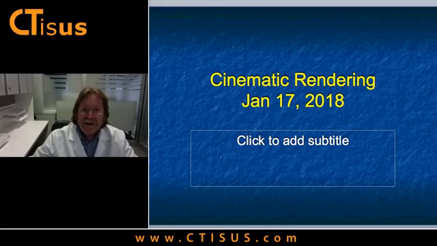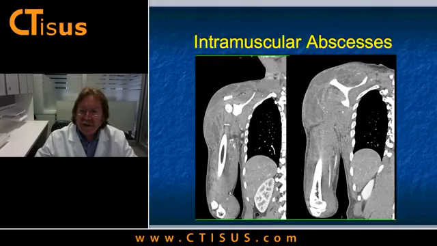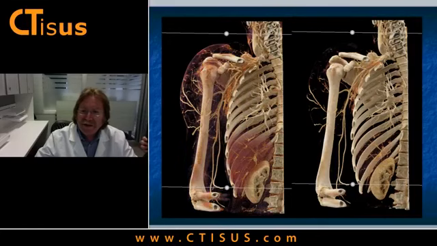And here's a case of an intramuscular abscess. You can see very large abscesses in the patient's deltoid muscle. Let's take a look at that with cinematic rendering. You can see here I have the transparency such that you can see through the muscle, you see the bone, you see the vessels, axillary artery, brachial artery, and its branches.